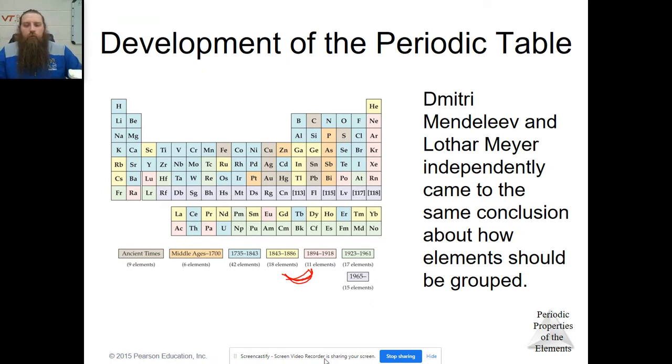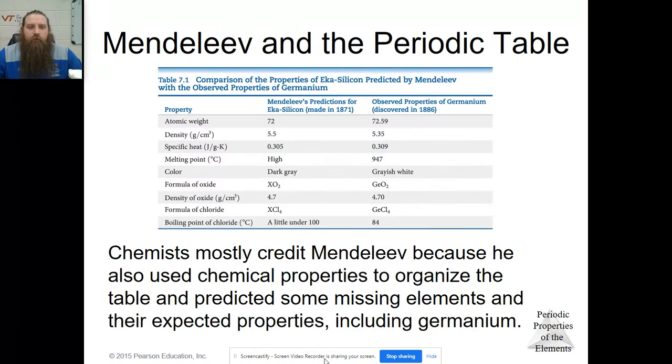And so when Mendeleev was looking at stuff, he said, well, let's organize these by atomic mass. That was the main identifying property of elements at the time, and so that's what he used.